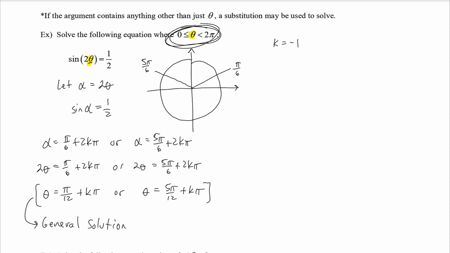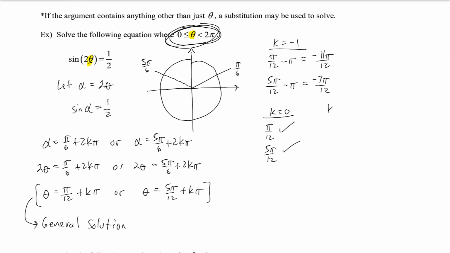So if k is -1, what do we get? We get pi over 12 minus pi, that would be negative 11 pi over 12. That's a negative answer. I don't want that. 5 pi over 12 minus pi would be negative 7 pi over 12, but that's a negative answer. I don't want that. Okay, so those were a dead end. If k equals 0, I get pi over 12, and I get 5 pi over 12. Ooh, I like those answers. Those are positive and less than 2 pi.